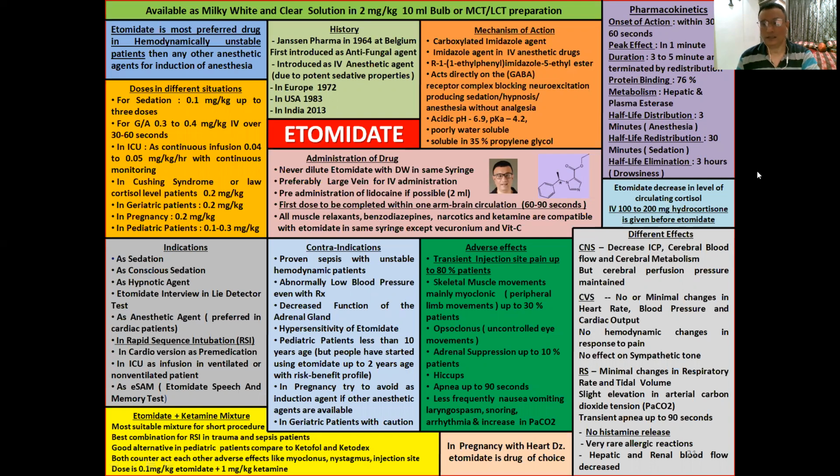And this etomidate causes steroid suppression. So always give IV 100 to 200 milligram hydrocortisone before giving etomidate. And the rule is that the first dose is to be completed within one arm-brain circulation, within 60 to 90 seconds.